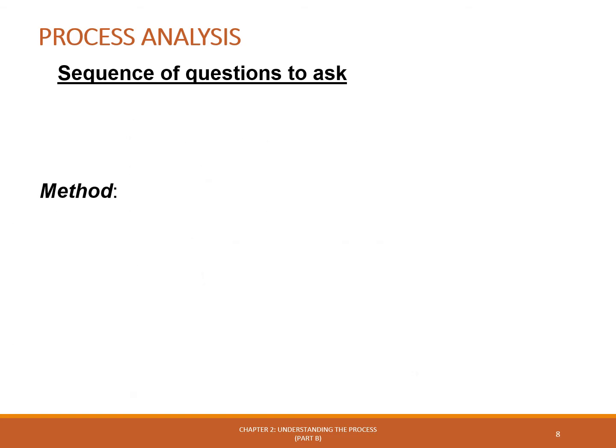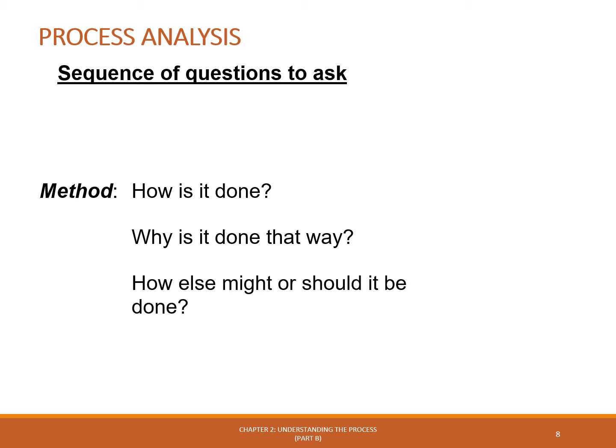And the last topic in the understand list regards the method by which. Like in the other topics, we can develop very similar questions, such as how a specific activity in the process is done, why it is done that way, and how else it might or should be done. By answering these questions, we'll be able to act to simplify operations in the process.